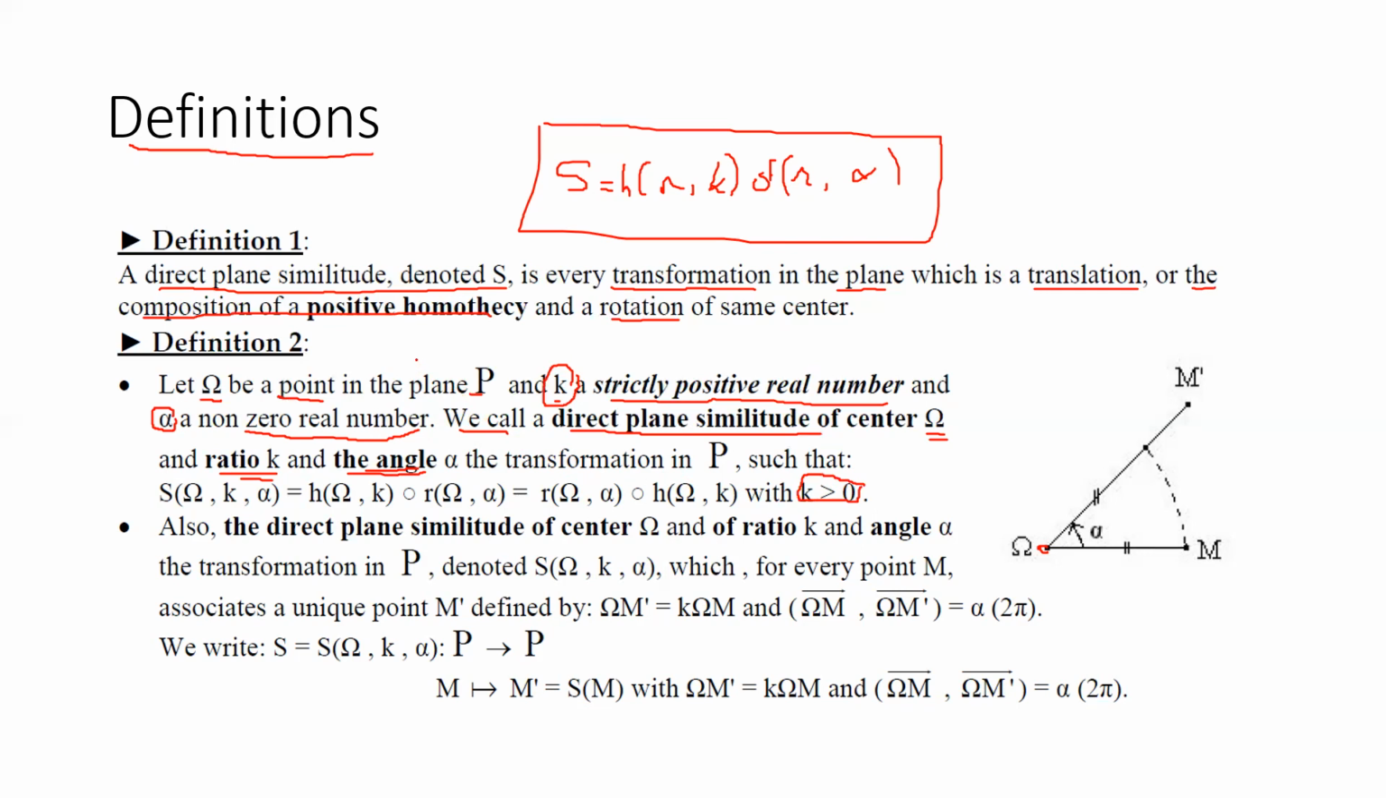Did you understand this definition? No. A direct plane similitude, you need to know these: center, k, alpha, where k should always be positive. So the similitude is the composite of a dilation and a rotation with the same center, or a rotation, since it is commutative, and a dilation with the same center.